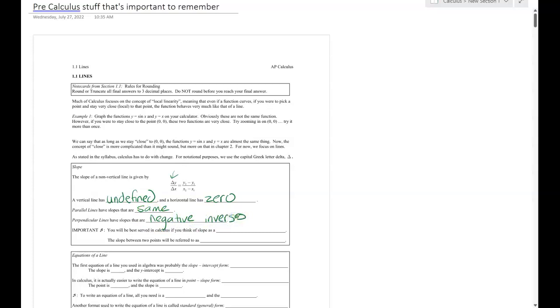Alright, so going forth into calculus, we should be starting to think of slope as the rate of change. And the slope between 2 points is more commonly going to be referred to as the average rate of change. Alright, me scrolling down, I'm next going to deal with those equations of lines.